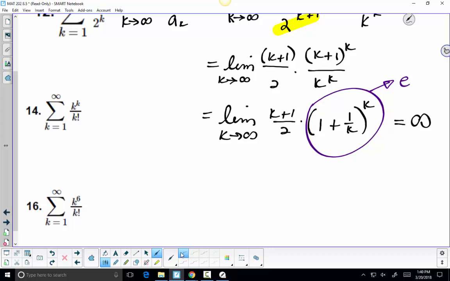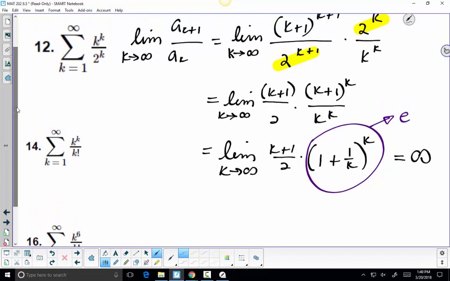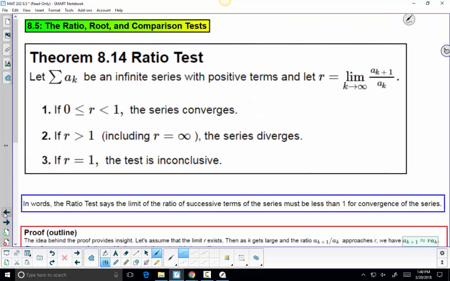So what does that tell us? Does this tell us anything about the convergence of this? So the ratio test says if we're less than 1, we get convergence. If it's equal to 1, it's inconclusive. And if it's greater than 1, divergence. So therefore, it diverges by the ratio test. Good. So let's go back and just look at our conclusion here. So including infinity, the series diverges.